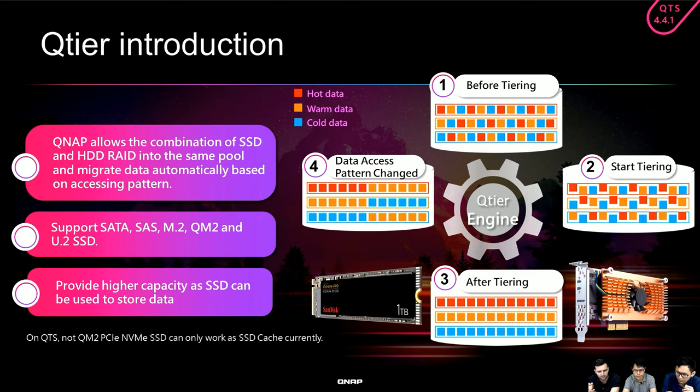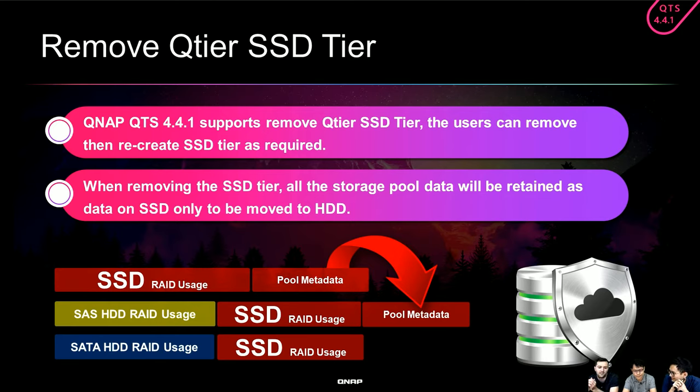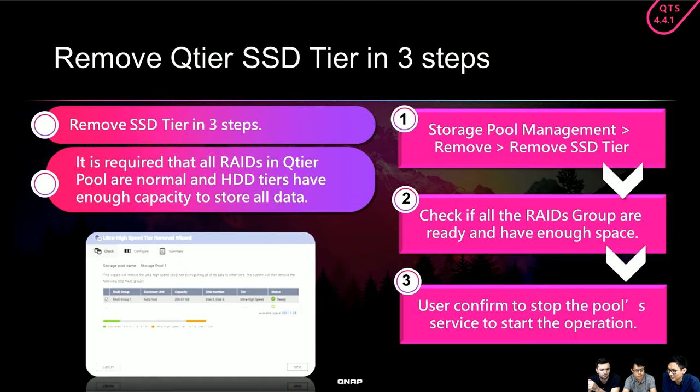But we heard customer feedback that Qtier could not remove the SSD tier. So in 4.4.1, we released that feature. Our enterprise customers are getting bigger and bigger, so their demand for storage is bigger, so we provide this for them. They can make the storage space larger. So you can remove the SSD tier now. Very simple, just click the remove button. There are three steps we need to take care of.